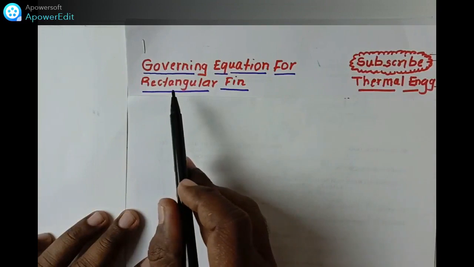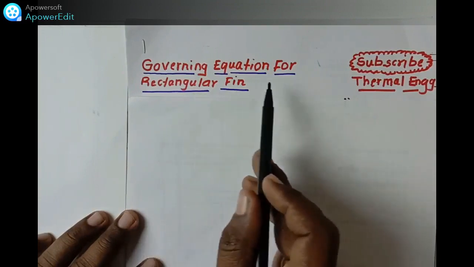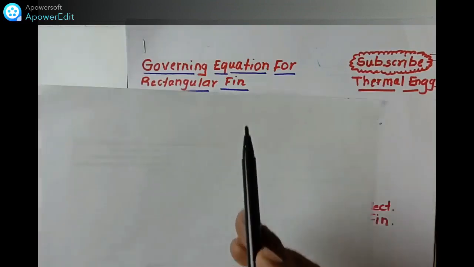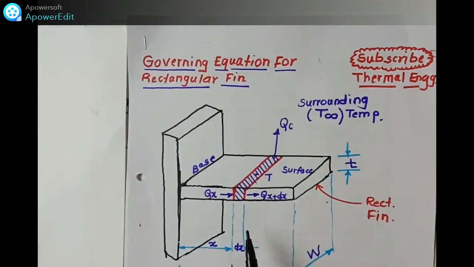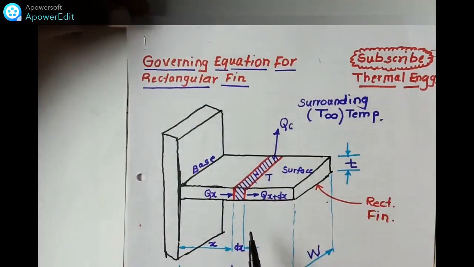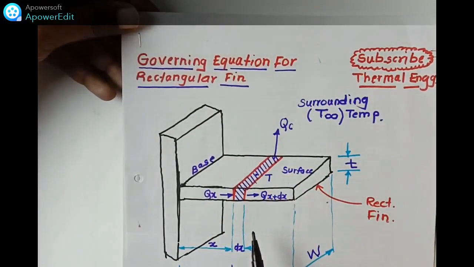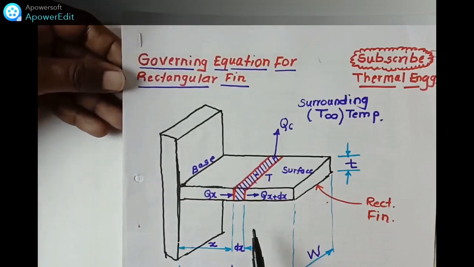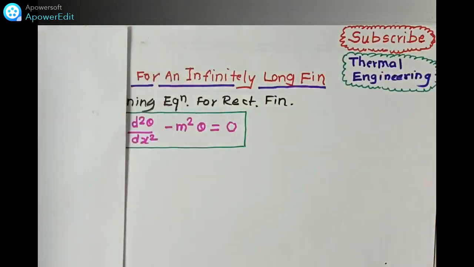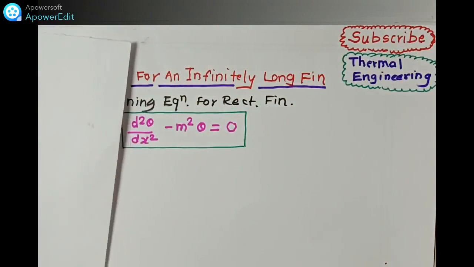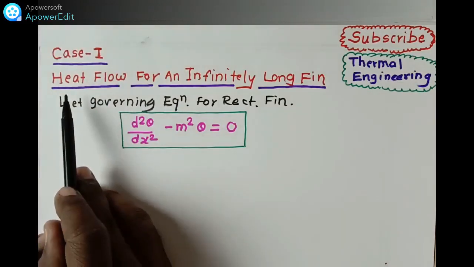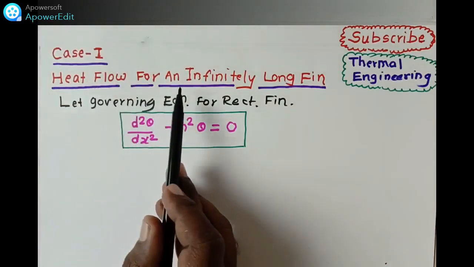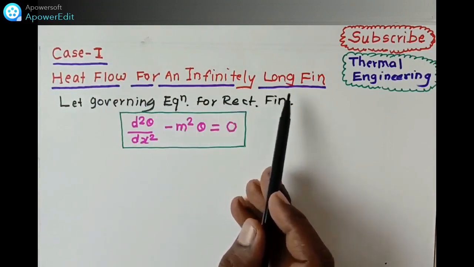In the last video we studied the governing equation for a rectangular fin. So for this fin we had a differential equation. Today, for that differential equation, there are three cases. Out of that, case 1 we are going to see, that is heat flow for an infinitely long fin.